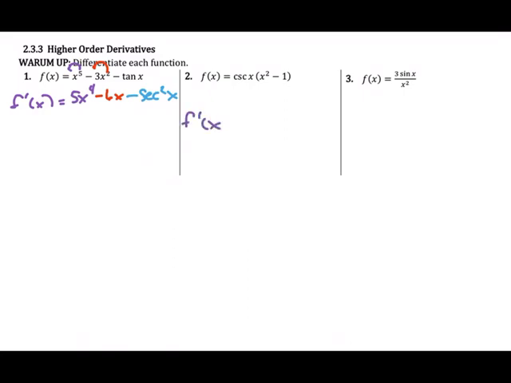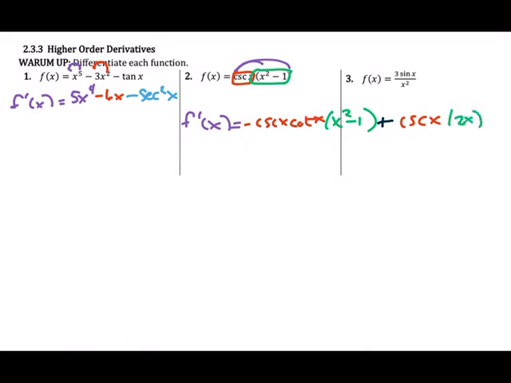For number 2, we're going to have to apply the product rule because we are multiplying cosecant by the quantity x squared minus 1. So let's pick cosecant to be our first function, x squared minus 1 to be our second function. The derivative of cosecant of x is negative cosecant x cotangent x. We're going to multiply that by x squared minus 1, and we're going to add that to regular cosecant x times the derivative of the green function, which is just 2x. And we're just going to leave it just like that.